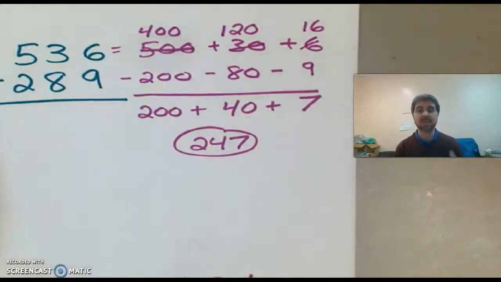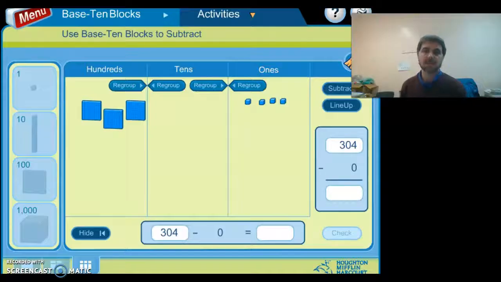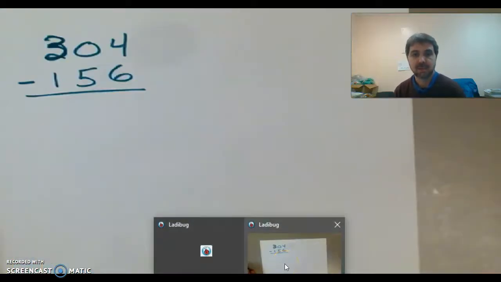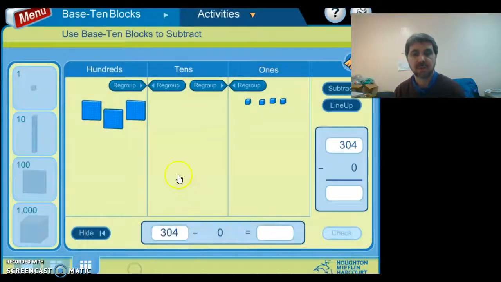I'm going to do one with zeros because those can be the most challenging. All right, so let's take a look at a problem where we have 304. Okay, there's no tens, and we're going to subtract 156. Okay, so it looks like this. All right, we're going to subtract 156.